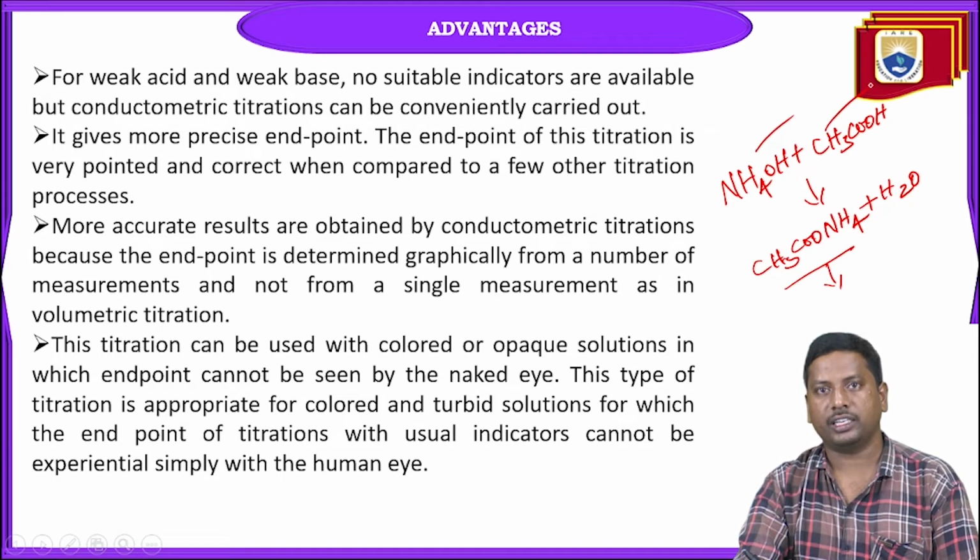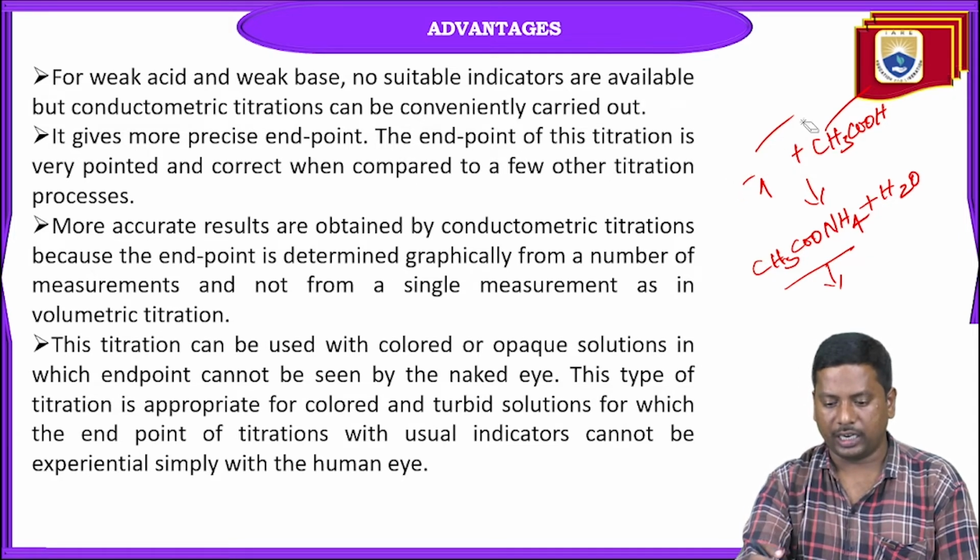Okay, and the second one, it gives a more precise endpoint. More precise means a more accurate endpoint compared to classical methods of analysis. The endpoint of a titration is very pointed and correct when compared to a few other titration processes. That means the corrections are very small in conductometry when determining the endpoint of a reaction. More accurate results are obtained because the endpoint is determined graphically, not only from a direct reading, but from a number of measurements and not from a single measurement as in volumetric titration.